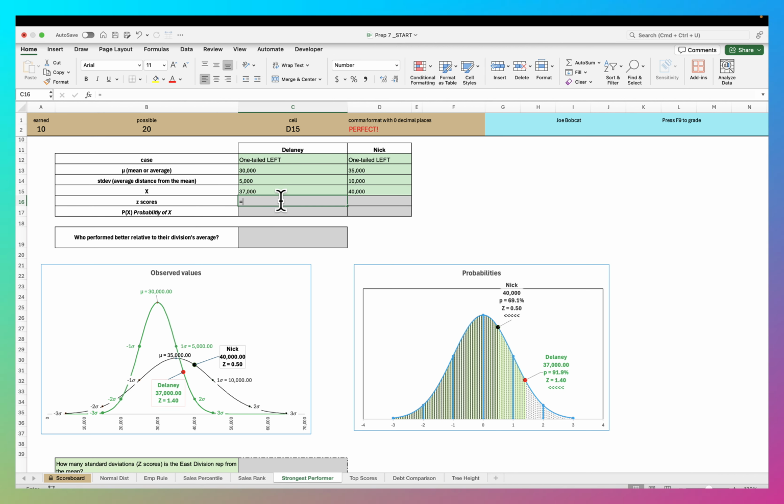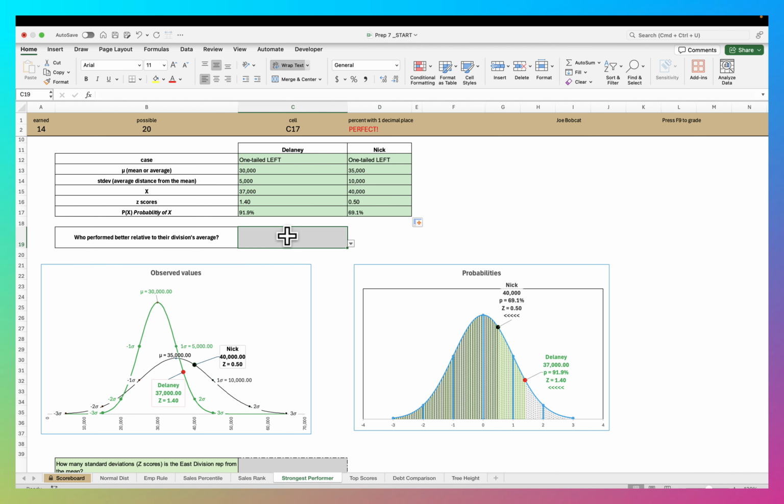So let's get the z-scores. That's going to be X minus mean divided by standard deviation. And the beauty is we can copy that. And then let's get the probability: norm.s.dist, the z-score, true. And we can copy that for both of them. So you can see Delaney is in the 91.9 percentile, whereas Nick's only in the 69.1 percentile.